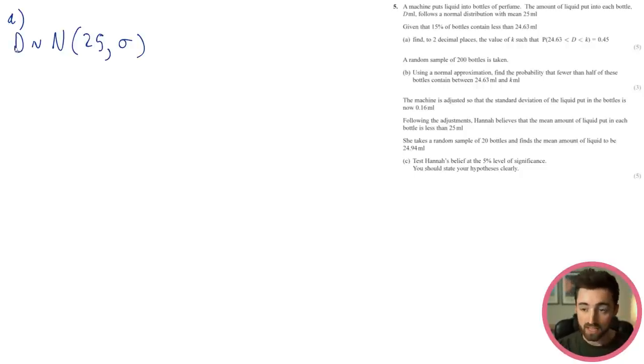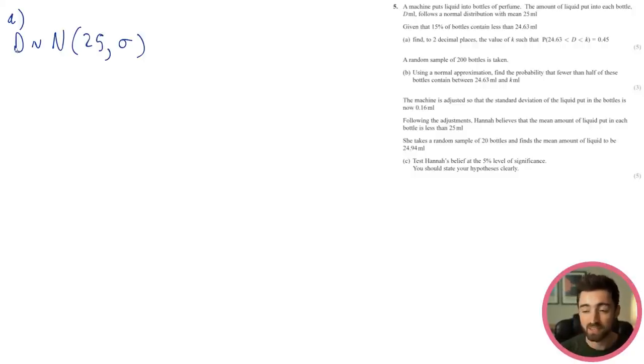Given that 15% of the bottles contain less than 24.63, what are we going to do here? With your calculator, to use all of these inverse normal distribution functions, we need to know the value of sigma and mu, because when we go to variable, it asks us for sigma.